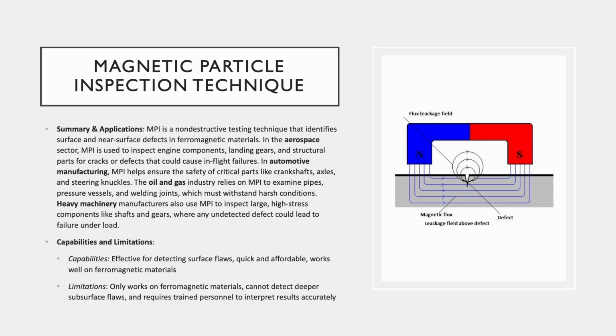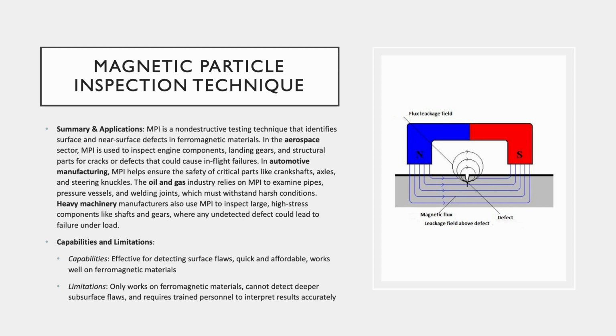Next is the magnetic particle inspection technique. MPI is a non-destructive testing technique that identifies surface and near-surface defects in ferromagnetic materials. For example, in the aerospace sector, MPI is used to inspect engine components, landing gears, and also structural parts for cracks or defects that could cause in-flight failures.